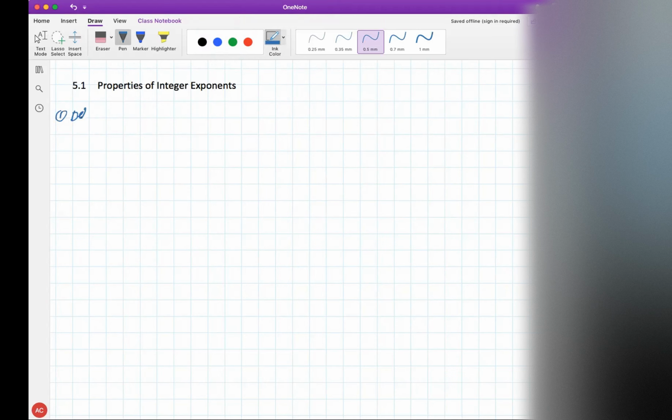So let's start first by defining exponents or powers. For example, we've seen an expression like this. So when you see this, it's basically 2 to the third power. 3 is the exponent, or we also call it the power.